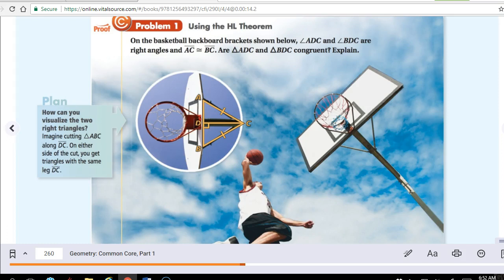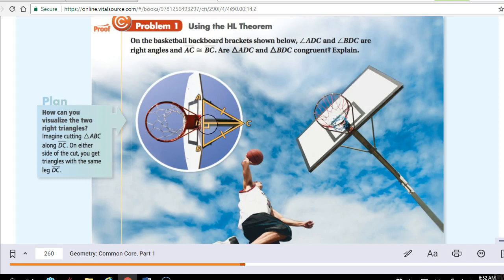Now, we're looking at an example: on a basketball backboard brackets shown below, ADC and BDC are right angles and AC and BC are congruent to each other. And it's asking, are triangle ADC and triangle BDC congruent to each other? Now, we're talking about the back brackets here of a backboard. So they've just kind of blown this up so that you can see what we're talking about triangle-wise.